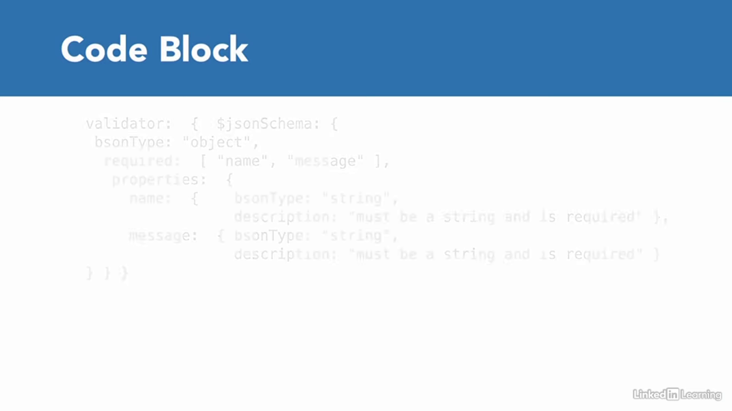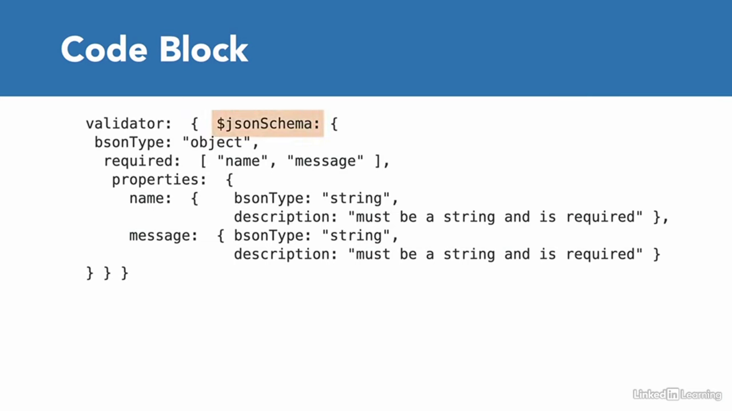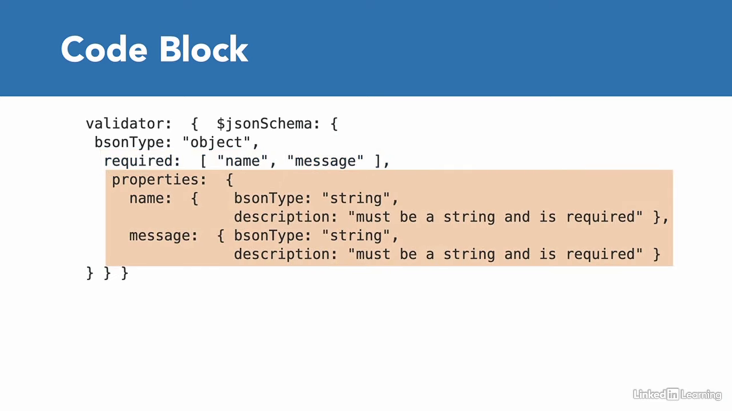Here is an example validator. The validator consists of a JSON schema which specifies the BSON type of the document, which is object, and then the required fields, which in this case are name and message. After that, in the properties field value, the JSON schema specifies each field's BSON type alongside a description. In this case, both the name and the message must be of BSON type string.